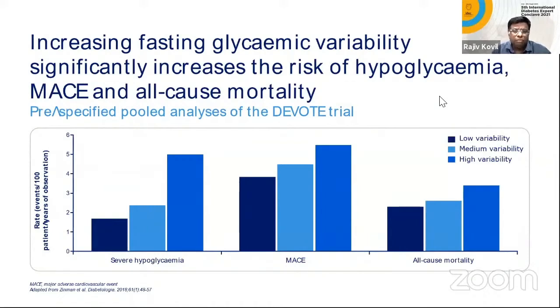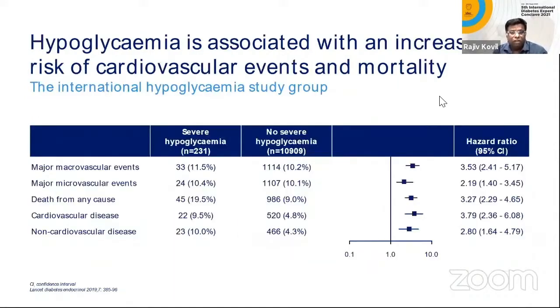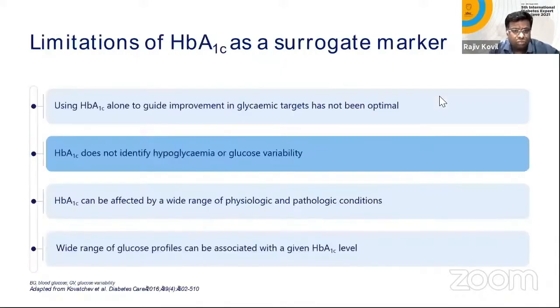And we also know from the DEVOTE 2 study that fasting glycemic variability significantly increases the risk of hypoglycemia, MACE, and all-cause mortality. It also tells us from the VADT study that hypoglycemia is the second highest risk factor for the occurrence of an event. So hypoglycemia, glycemic variability, and we know that hypoglycemia is the tip of the iceberg of glycemic variability. Hypoglycemia is associated with an increased risk of cardiovascular events and mortality. Whether hypoglycemia is a risk factor or a risk marker, it surely identifies vulnerable people who are at very high risk for cardiovascular death and all-cause mortality.